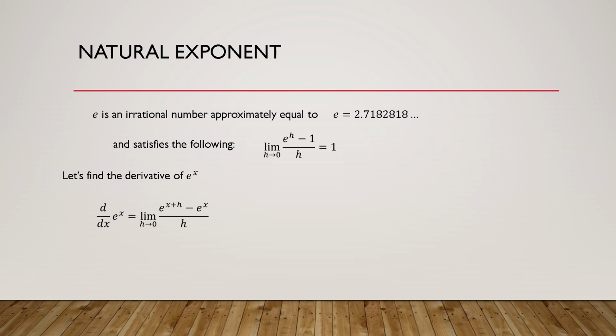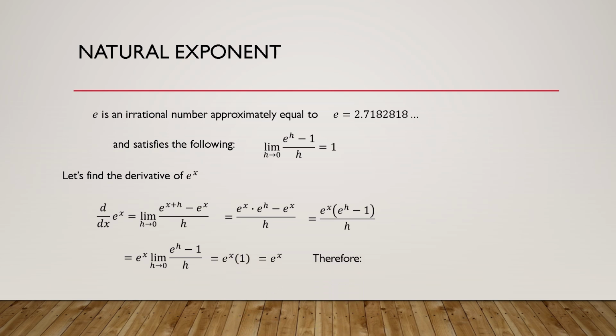e to the x plus h equals e to the x times e to the h. Now e to the x factors out of the numerator. If we take the limit as h goes to 0, then e to the x is a constant and can be pulled out of the limit. Now the limit that is left is the definition from above, which equals 1. Therefore, d dx of e to the x equals e to the x.